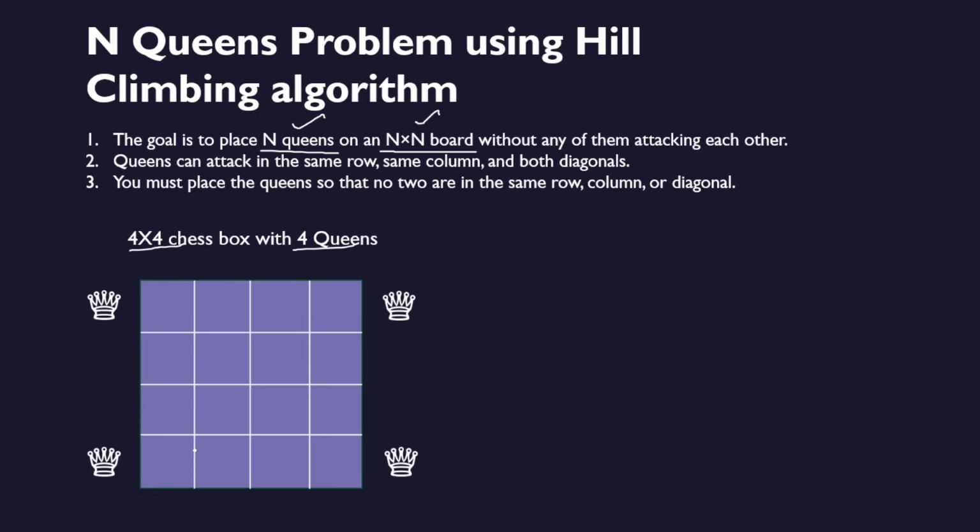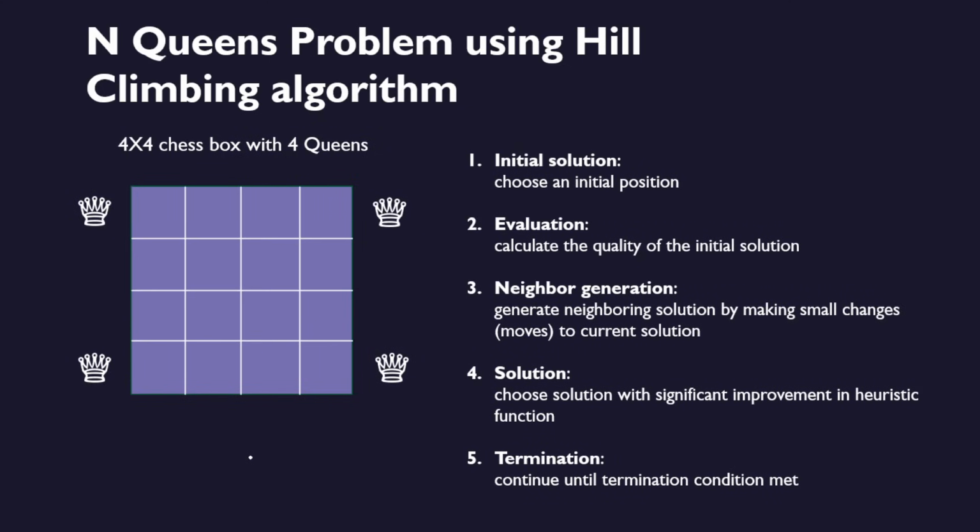So I have to place these 4 queens on this 4 cross 4 chessboard in such a way that they don't attack each other. We can say that queens won't attack each other if they are not present diagonally or adjacent to each other. So if there's a queen right here, there shouldn't be any queen in this direction, or this direction. So let me explain this scenario. Before that, let's understand what a hill climbing algorithm is.